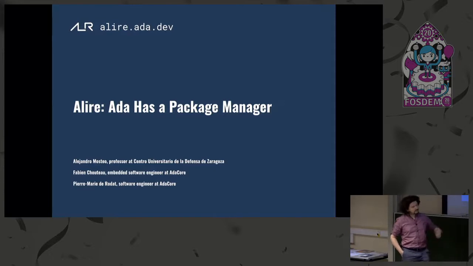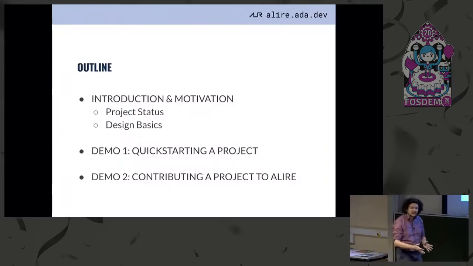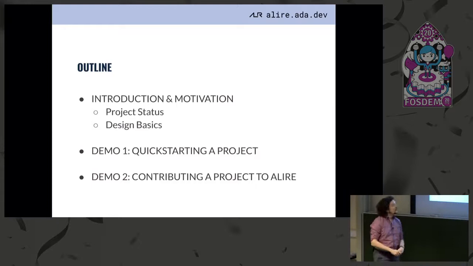So I'm going to talk first a bit about Alire. That means Ada library repository. And the talk has three parts. That's why we are three people. I'll first talk a bit about general things about the project, how it started, where it's now, and a bit of the internals. And then comes the fun part, which are two demos, one about how to begin a project with Alire, and another one on how to contribute your projects to Alire. So let's go.